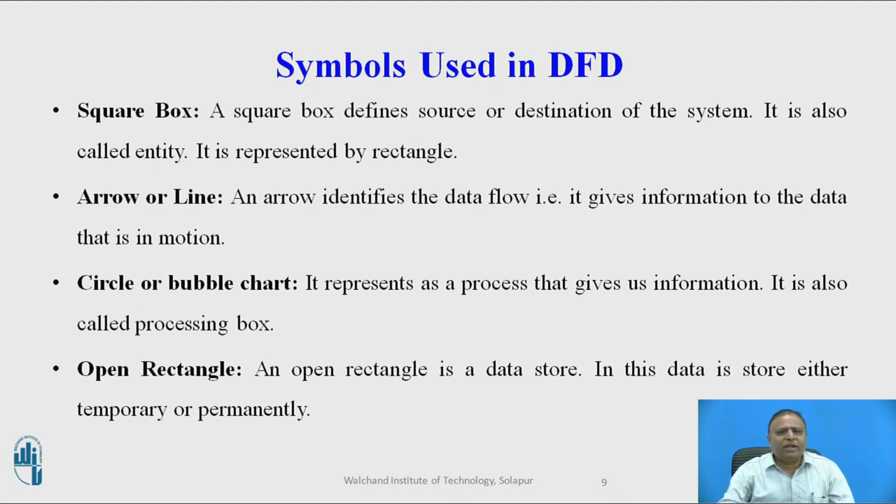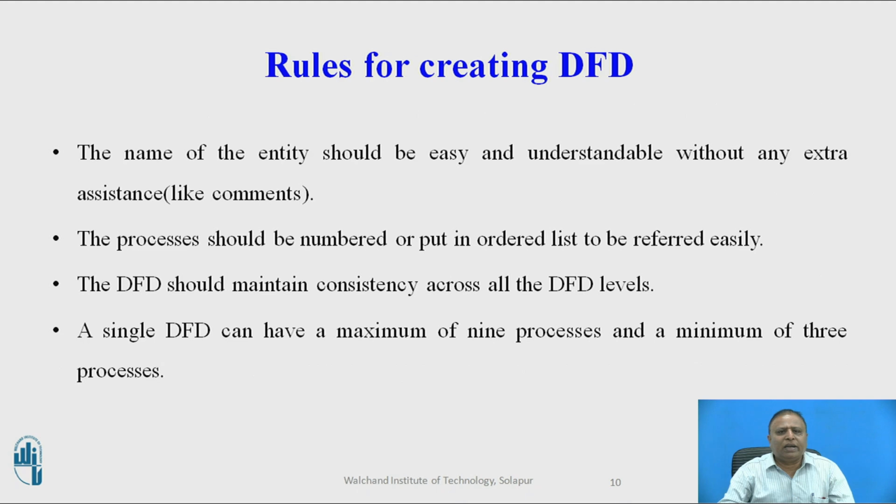Symbols used in DFD: square box. A square box defines the source or destination of the system. It is also called an entity. It is represented by a rectangle. Arrow or line: an arrow identifies the data flow. It gives the information that is in motion. Circle or bubble: it represents a process that gives us information. It is also called a processing box. Open rectangle: an open rectangle is the data store. In this, data is stored either temporarily or permanently.